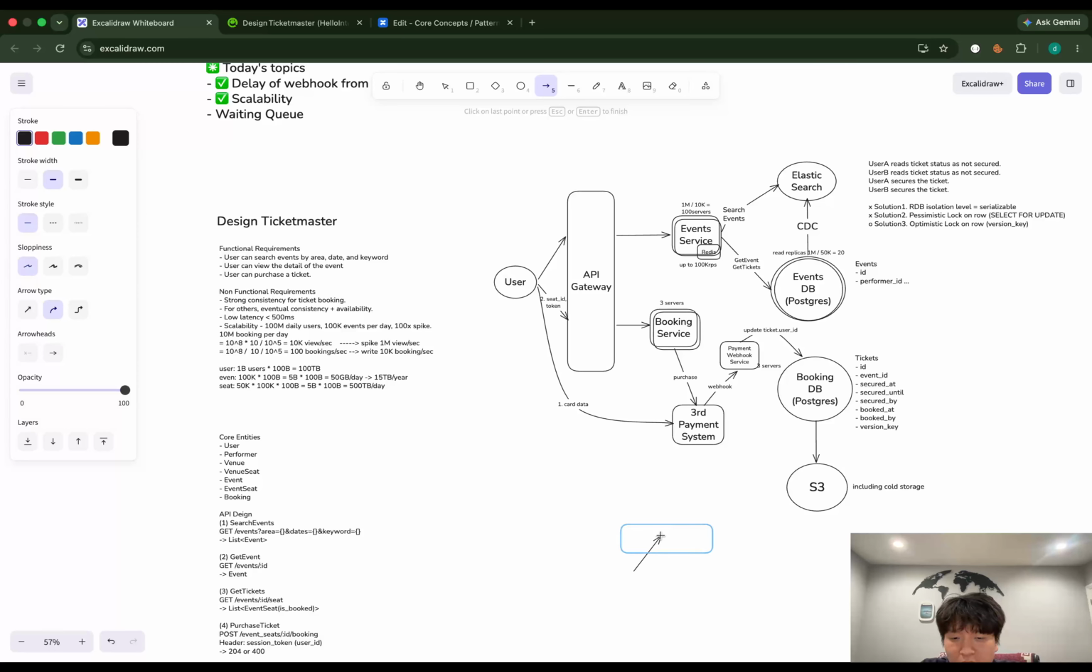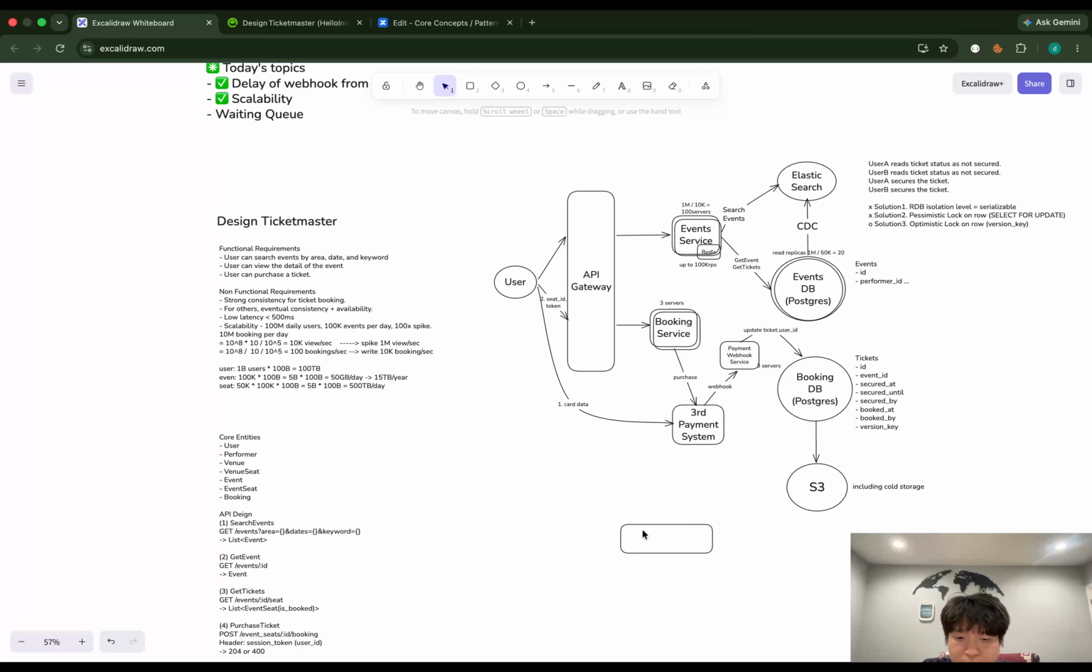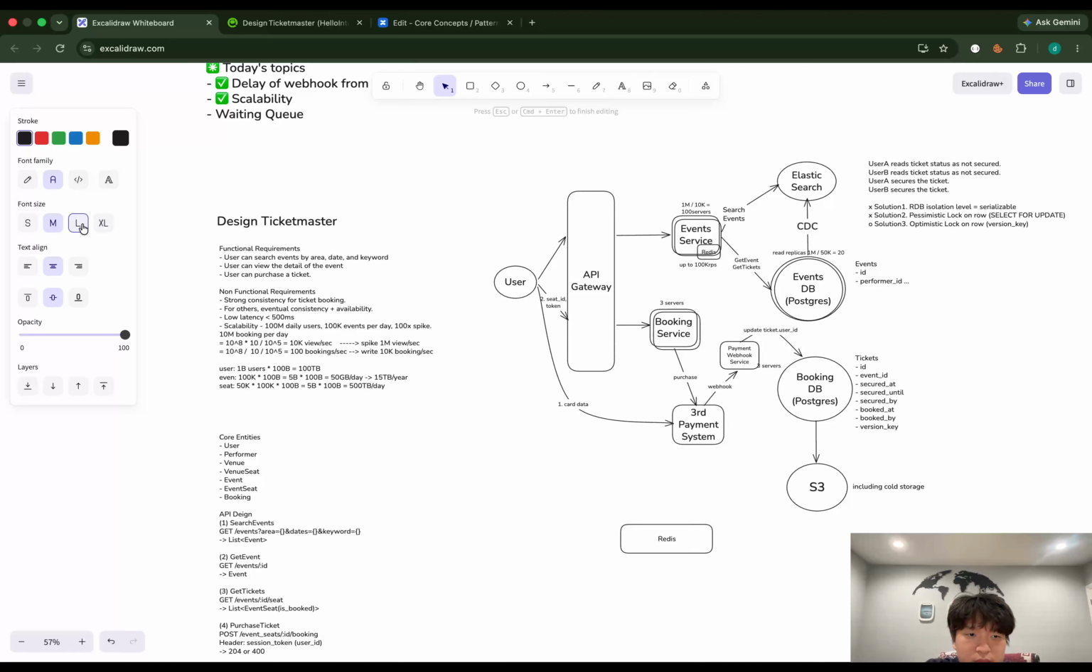So that's my current idea. So this is Redis SortedSet, sorted by timestamp, or I should say waiting from timestamp.